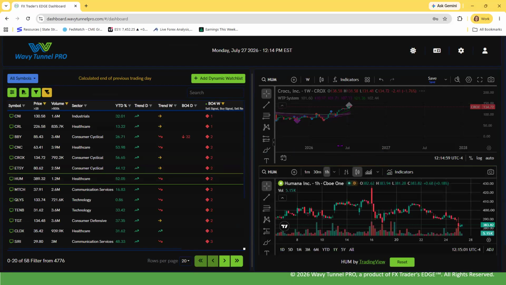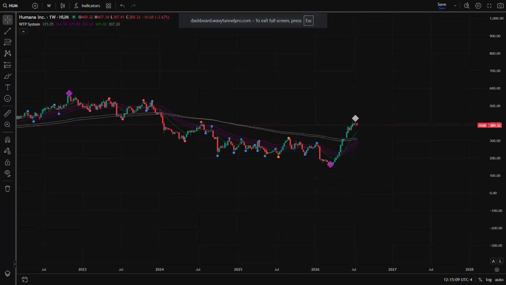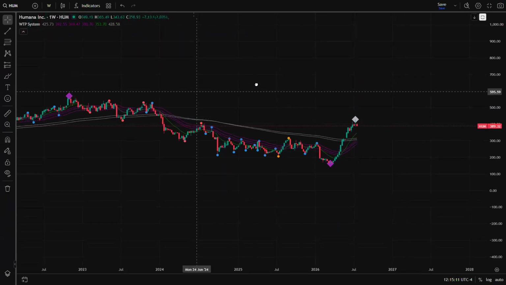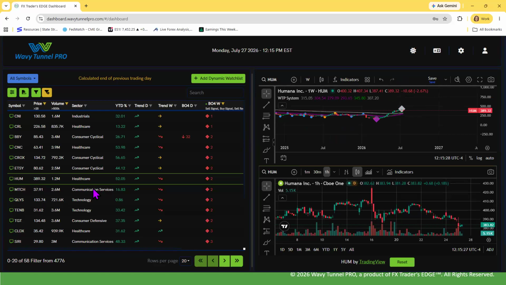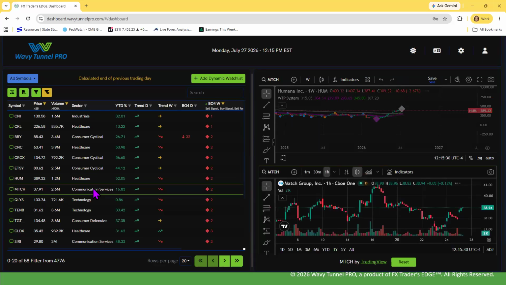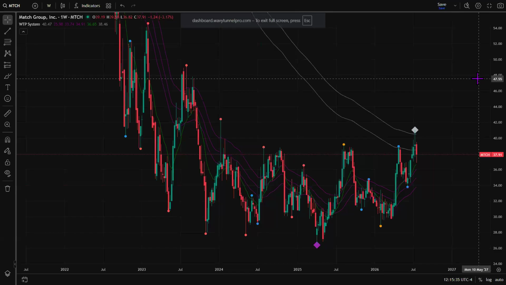This is a healthcare stock. Okay, we're looking at the shorts now for those of you that just came in. Yeah, this looks like a pretty strong move up. I don't see a three-wave move. This does not go on the watch list. The wave is crossing above the tunnel. Not now, but it's pointed up. Communication services. Let's look at this one. Match Group. Okay.